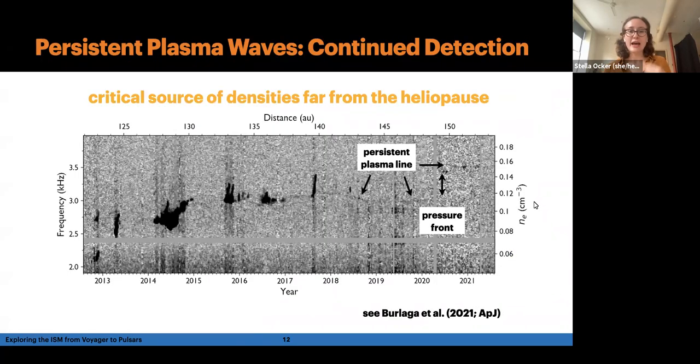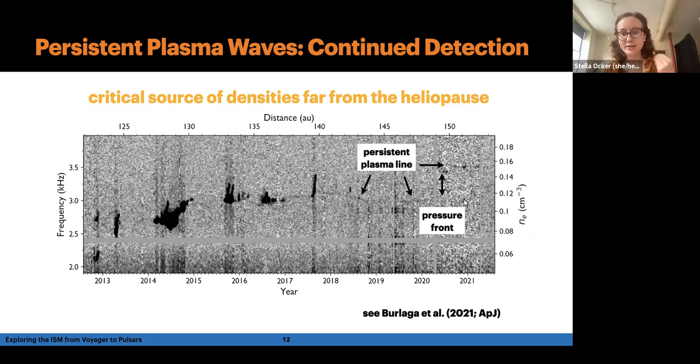Now, we have continued to detect this persistent plasma line from Voyager I. In fact, it has continued to be a critical source of density information far from the heliopause. And so here I'm showing you the most recent data from Voyager I, extending up through August of this year, 2021. And I've pointed out where this persistent plasma line has persisted in the more recent data. It looks very faint, in part due to the time resolution in the spectrum, which has gotten worse. But we are continuously trying to improve our signal processing techniques for extracting this extremely weak signal.